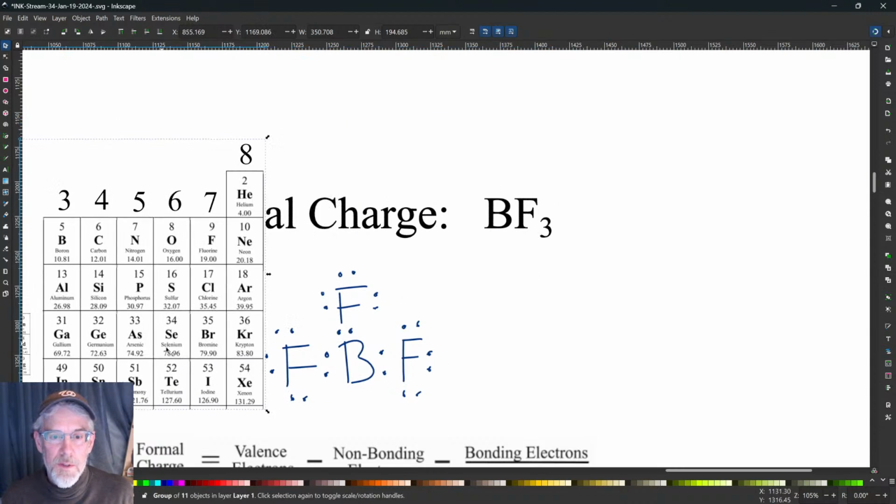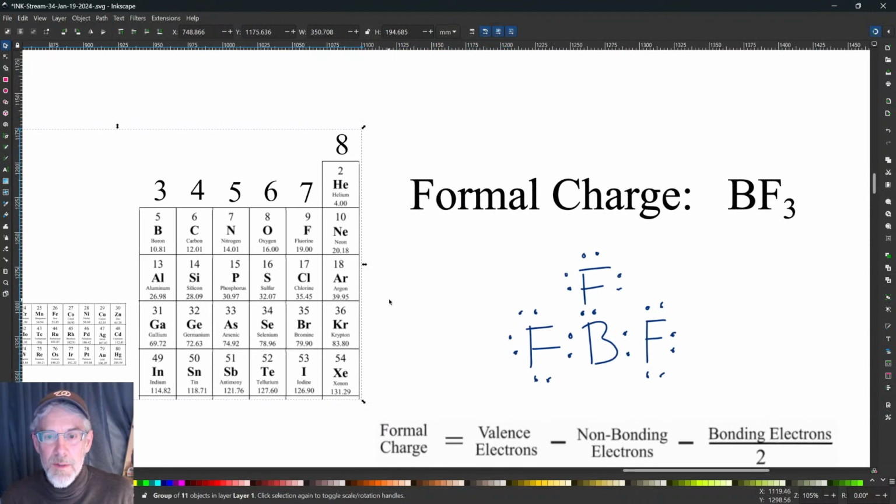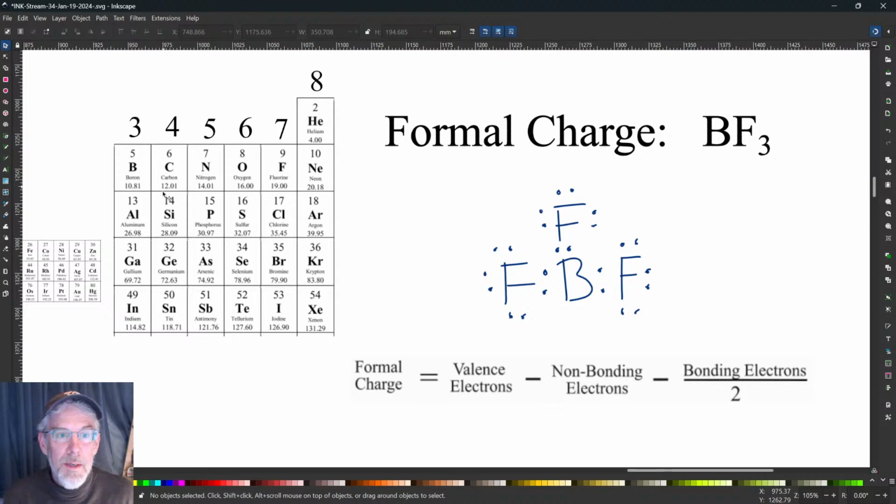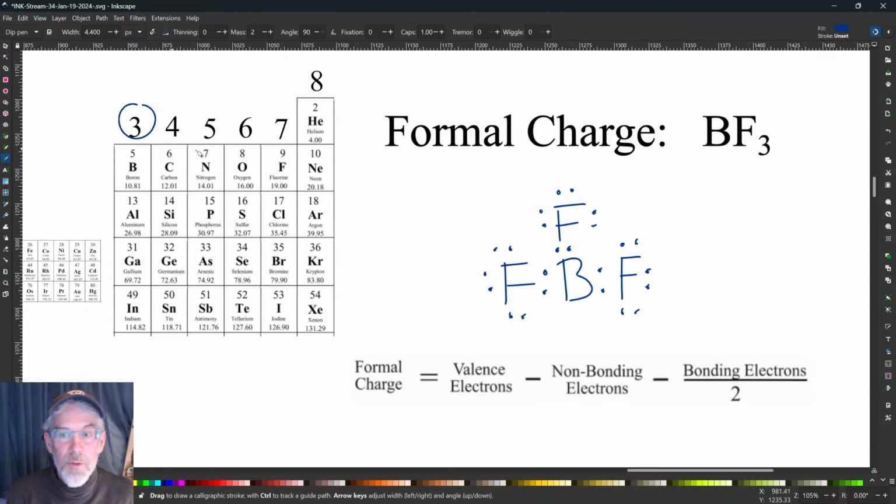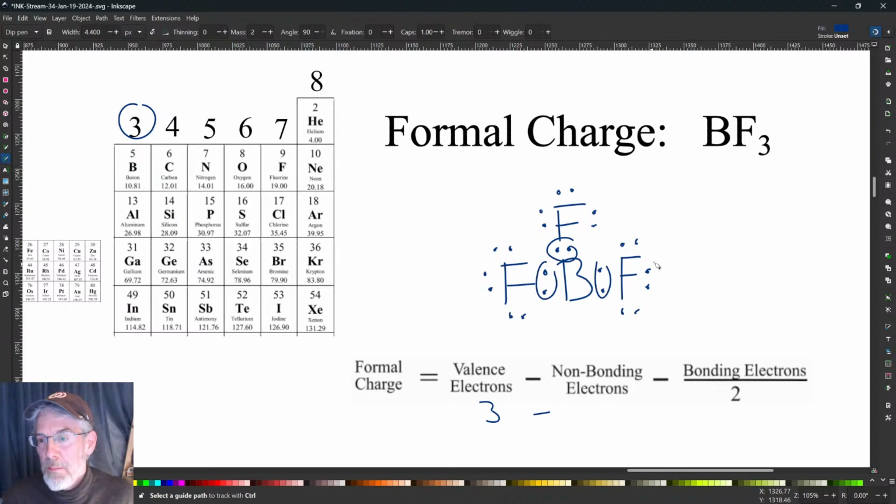And we'll put it over here so we can see it. There we go. So boron only has 3. So it has 3 valence electrons, non-bonding electrons. They're the ones that aren't in bond. So all of these between, those are chemical bonds. But everything out here, these aren't bonding.